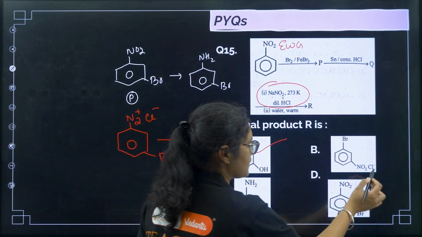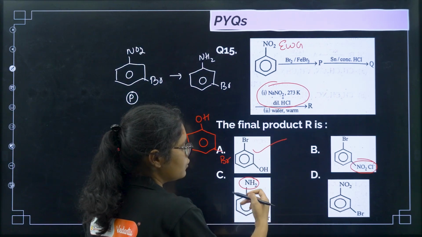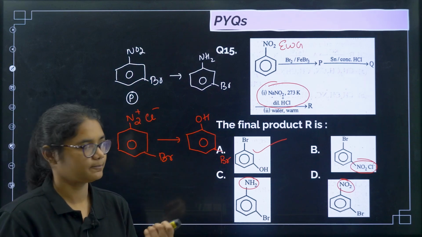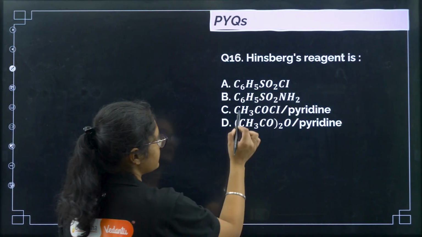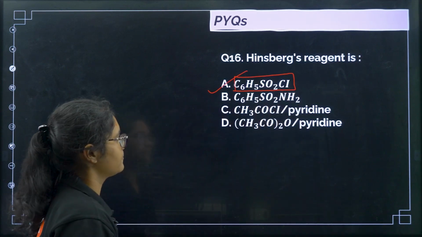So here this compound is never formed. Here NH2 will be converted to benzene diazonium chloride. So that is why the correct answer is option number A. Okay, next question. Hinsberg reagent is, so I told you Hinsberg reagent is C6H5SO2Cl. Okay, correct answer is option number A.